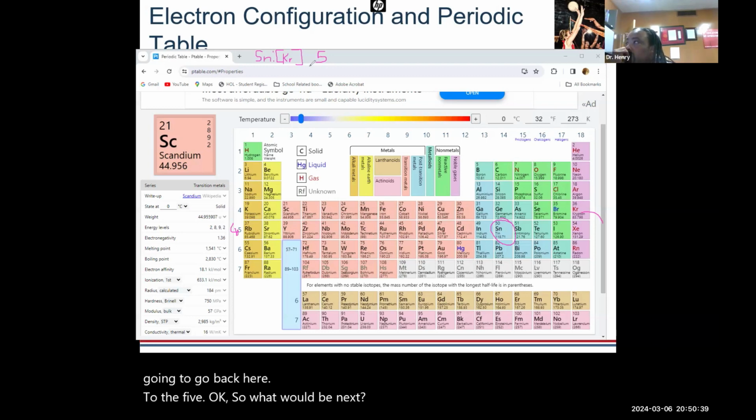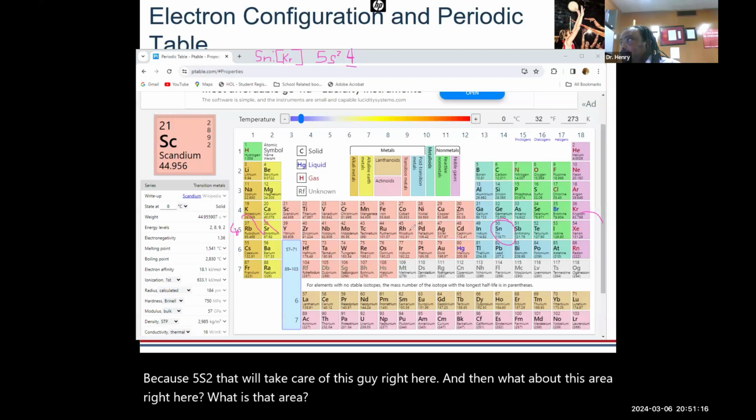So is that 5s2? 5s2. Then would it be 4p6? Or 4p or 4d? That's 5s2, that will take care of this guy right here. And then what about this area right here? What is that area? Oh yeah, that's the 4d10.